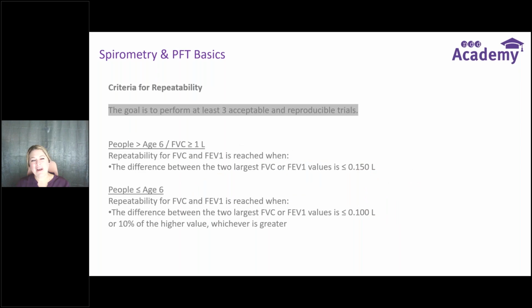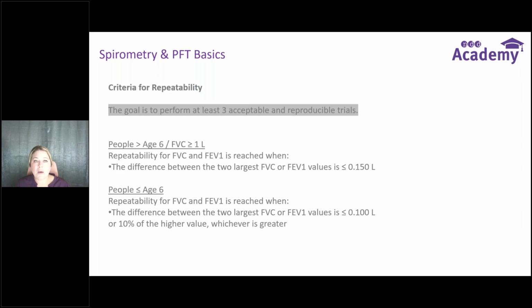All right, we talked about how we have to have a minimum of 3 acceptable and reproducible trials. So what does that look like? We talked about things that make a trial acceptable. What makes the trial reproducible now? For adults, people over the age of 6, that repeatability for FEV1 and FVC is reached when the difference between the largest of those values is less than 0.15 liters. And we actually do show the variability on the session quality section of our results screen.